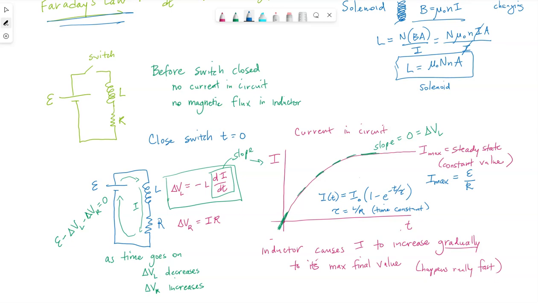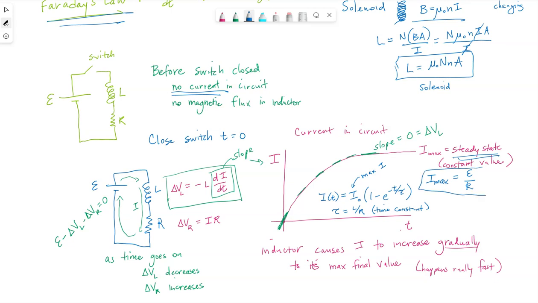I naught is not the initial current. Because remember, we said before the switch is closed, there's no current in this circuit. So it wouldn't really make sense to put in 0 right there, because if that's 0 in our current equation, then there's no point of having anything in the parentheses. I naught represents the maximum current instead. The peak, the biggest, that steady state, constant value that the circuit will eventually reach.